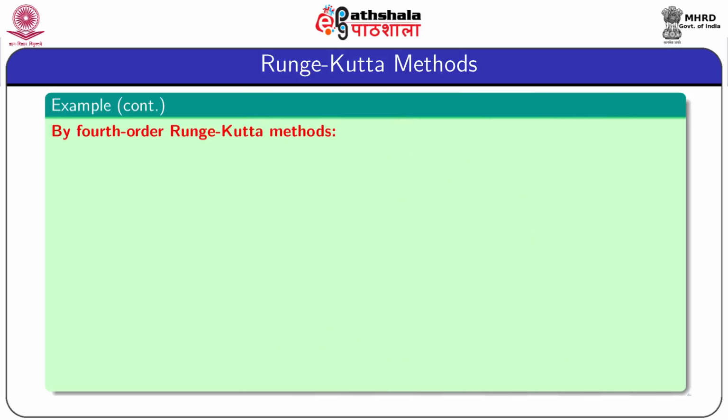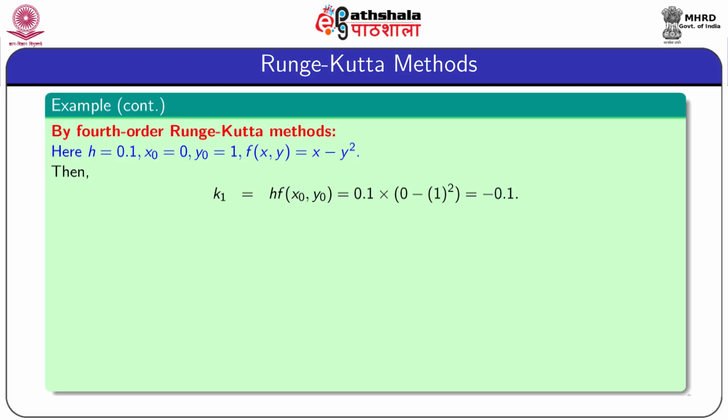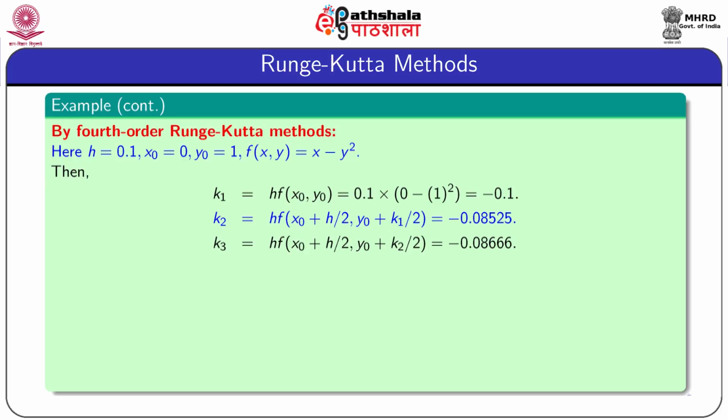Now, we apply fourth order Runge-Kutta method to find the values of y at 0.2 and y at 0.1. In this case also, h equal to 0.1, x0 equal to 0, y0 equal to 1 and f of x, y equal to x minus y square. But k1 equal to h into f of x0, y0, which is equal to minus 0.1, k2 is equal to minus 0.08525, k3 is equal to minus 0.08666 and k4 equal to minus 0.07342.